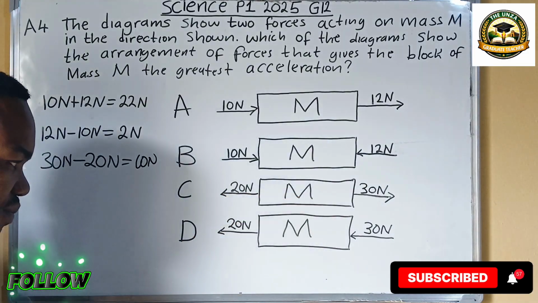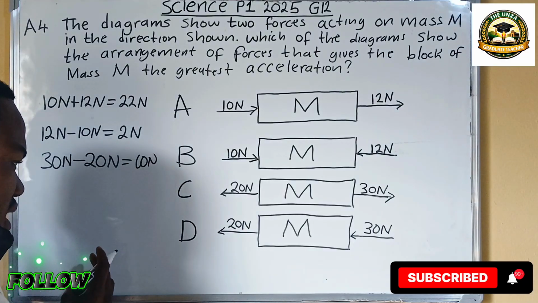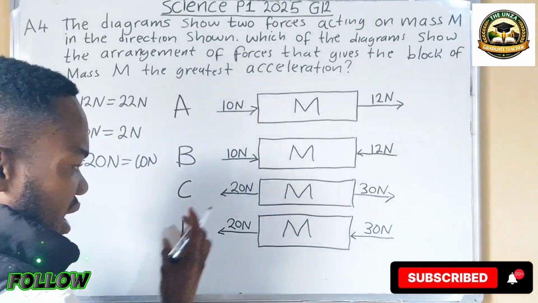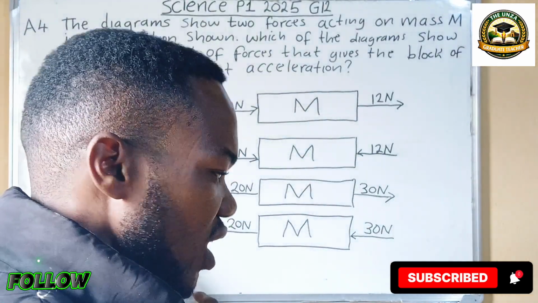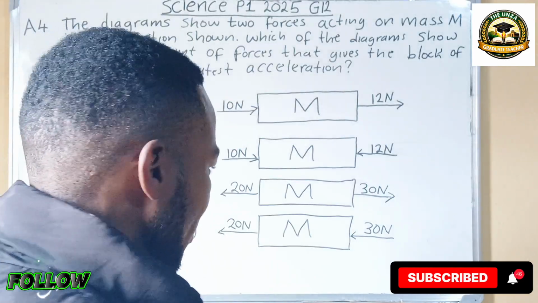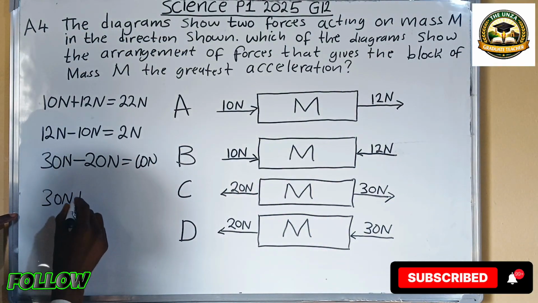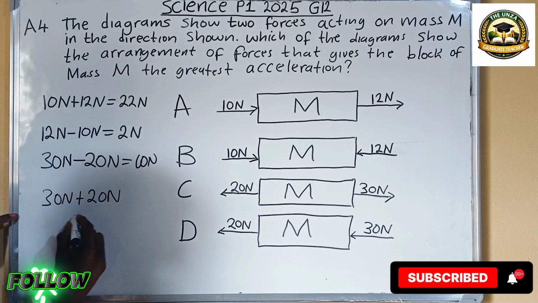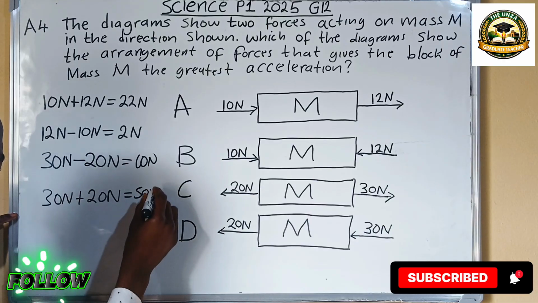Then for D, it was opposing the left direction, 20 Newtons. Even this one, left direction. As long as they are going in the same direction, that means the forces you have to add. So you're going to say 30 Newtons plus 20 Newtons. So D has 50 Newtons.